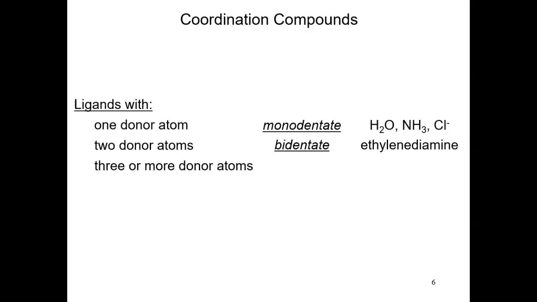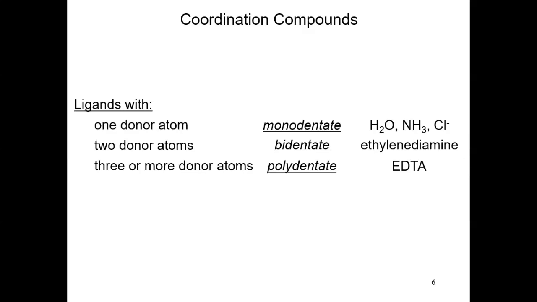And then we have other ones that have three or more donor atoms. Some chemists will go ahead and call them tridentate and tetradentate. I simply think, let's just call them polydentate. One example is EDTA, a compound that is used, for example, to remove lead contaminants. So notice that a ligand may have multiple donor atoms.